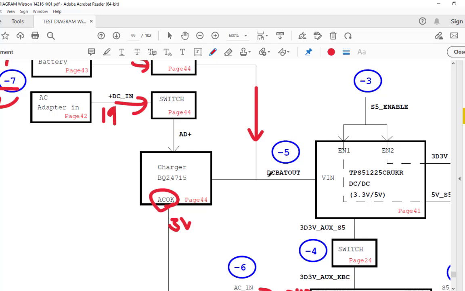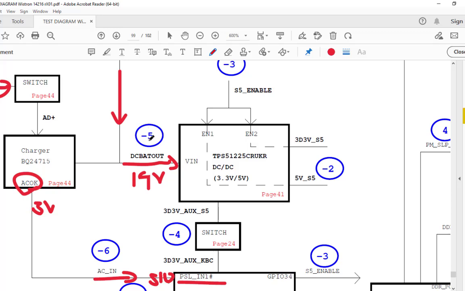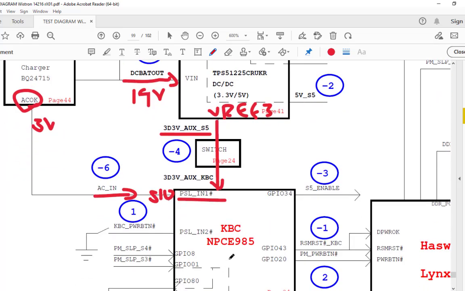Then step number -5: the DC bat voltage, somewhere around 19 volts, goes inside the different buck converters. This section is the 3 volt and 5 volt section. After -5, then -4, this VREG3 will be generated and generates the 3.3 volt S5 voltage. This voltage is going to the SIO. So this is step number -4.